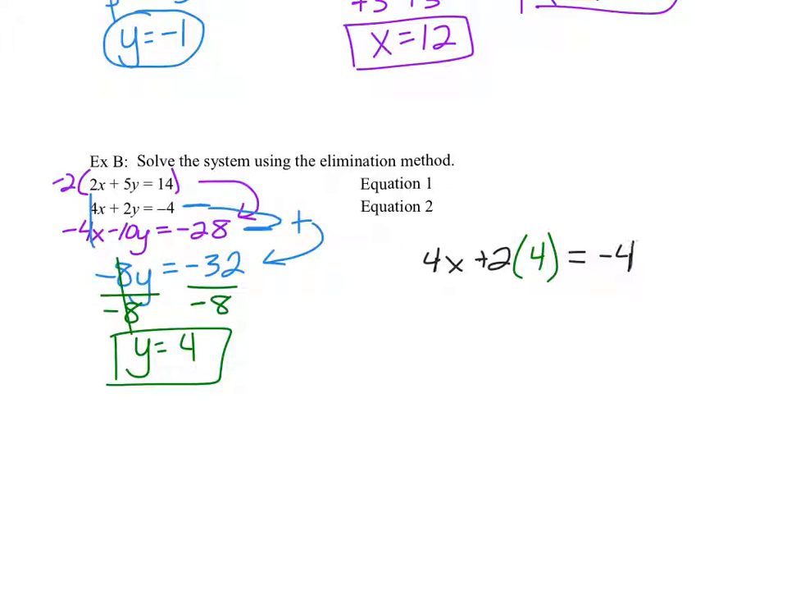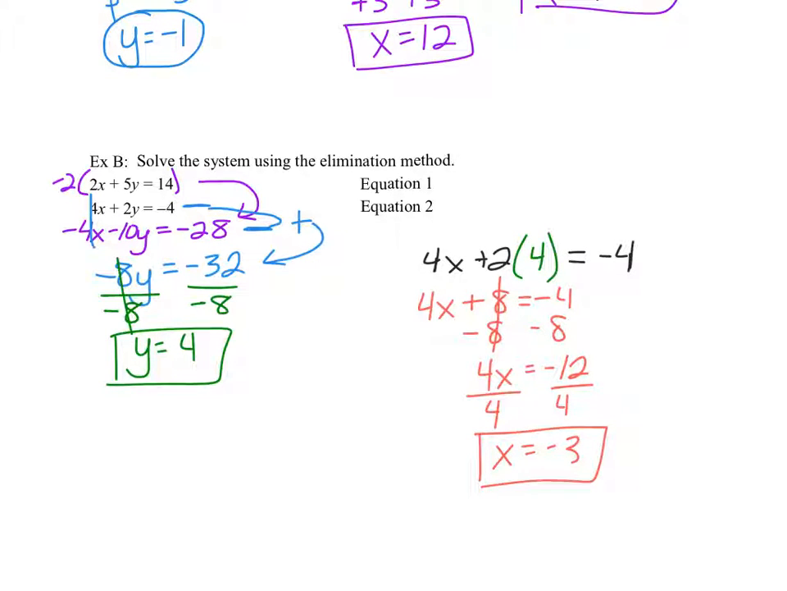So then I get negative 4. So I do my solving. So I get 4x plus 8, minus 8. So that gives me negative 12. Divide by 4. So x is negative 3. I finally did it. Good. Excellent.